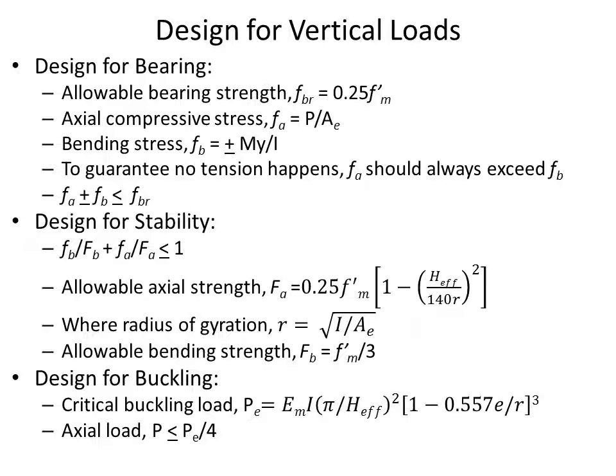And again, simply if you don't have an eccentricity, if the e is 0, it's E I pi squared over h effective squared, which is the typical Euler buckling that you all know. However, if you have an eccentricity, you will have that term coming into the picture, and you will notice that this term will highly affect the values, typically depending on the range of the ratio between the e and the r.